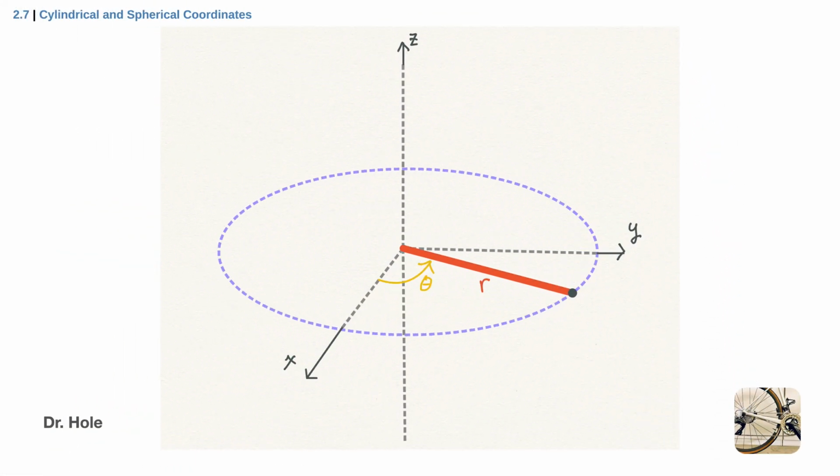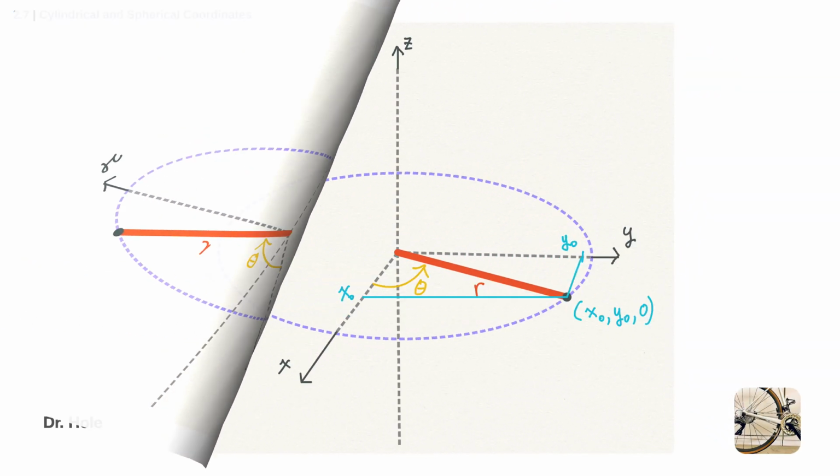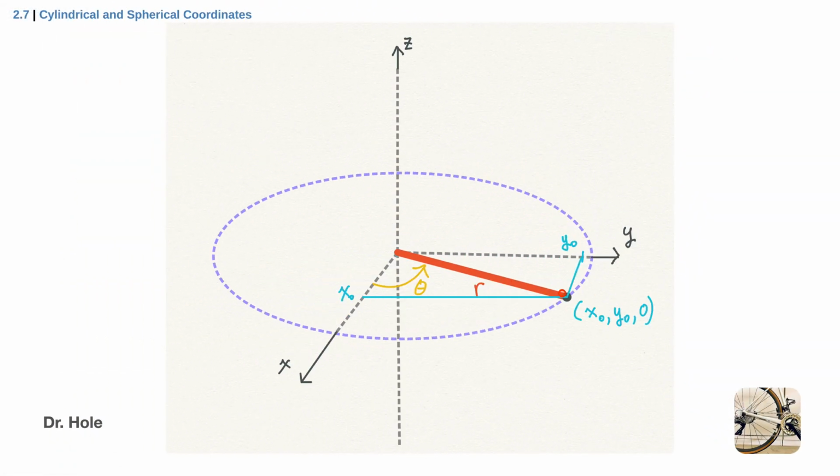Pick a point on that circle. The line segment connecting the origin and that point will create an angle theta with the x positive axis. That point has an x coordinate x0, a y coordinate y0. Since the point is picked in the xy plane, the z coordinate is 0.